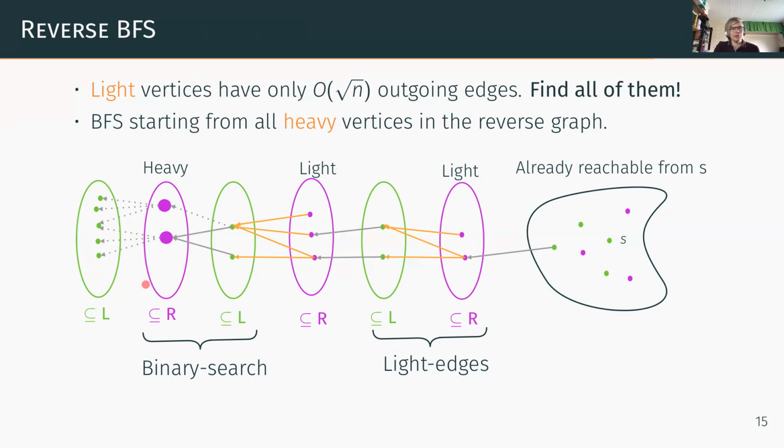Then we try to implement the breadth-first search, going on the edges in reverse here. And when moving from a layer R to L, that was the easy case as before, where we can just use the binary search trick with the queries. So this is easy and we can move to these vertices here.